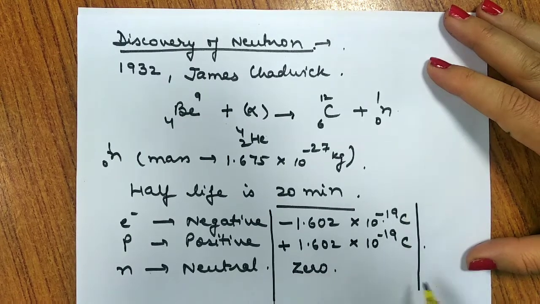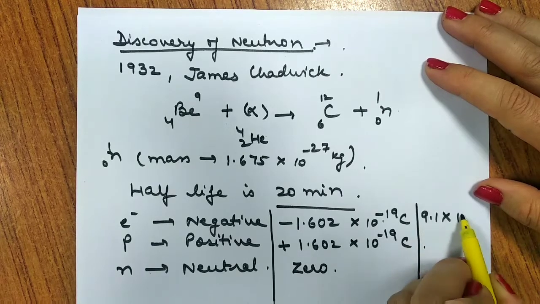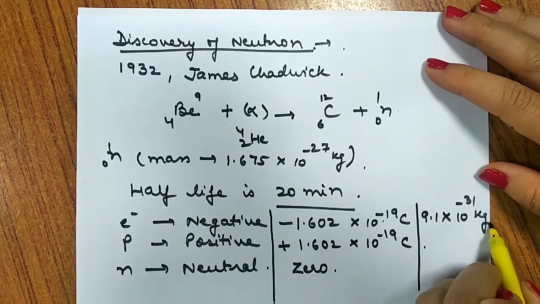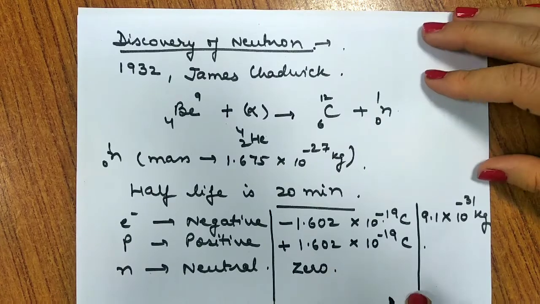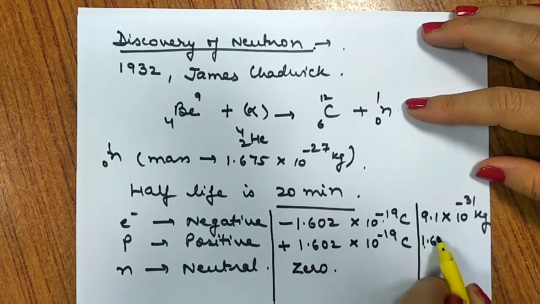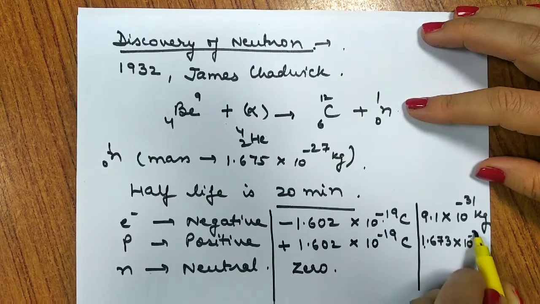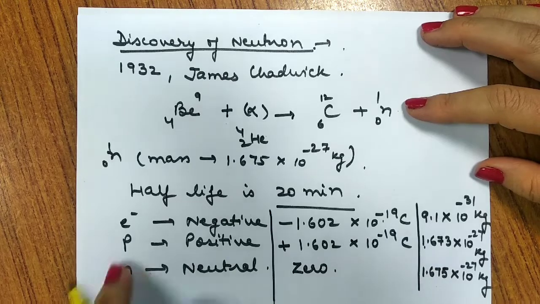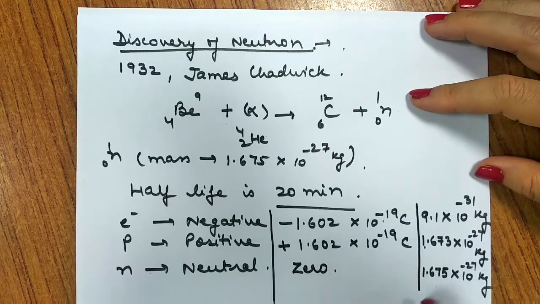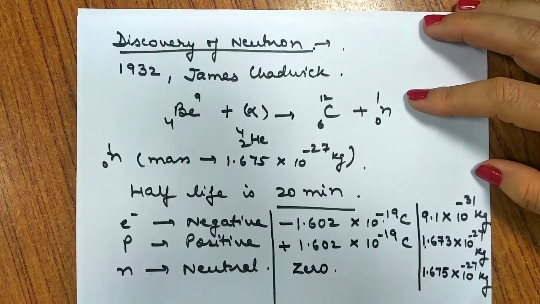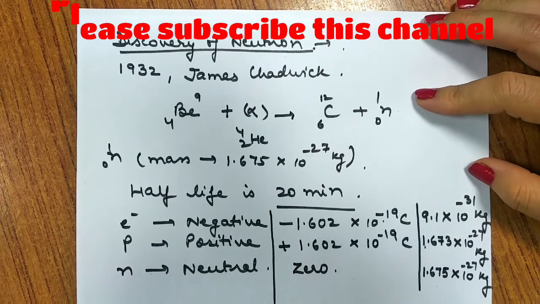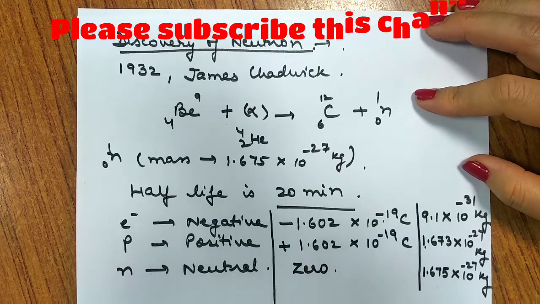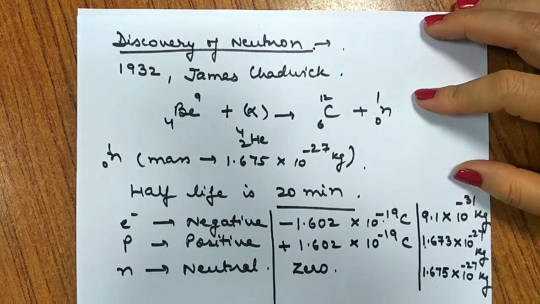Similarly, the mass of an electron is 9.1 × 10^-31 kg. For a proton, the mass is 1.673 × 10^-27 kg. And for a neutron, the mass is 1.675 × 10^-27 kg. That means these two have nearly the same mass. So these are the basic properties of the structure of the atom, the particles present in an atom.